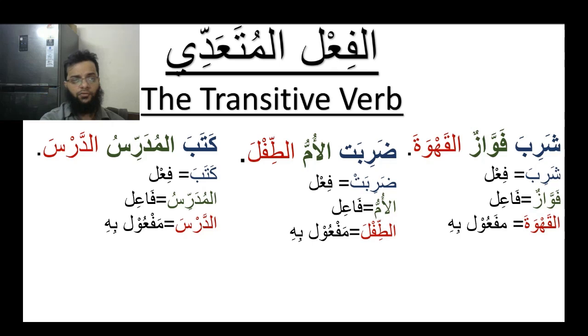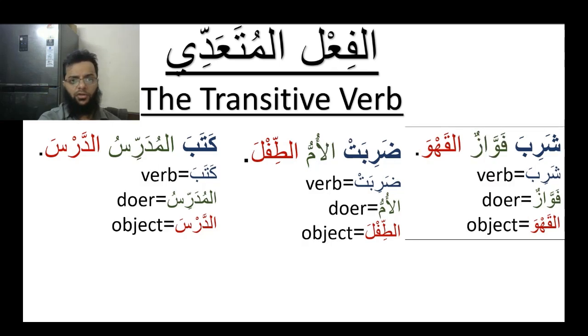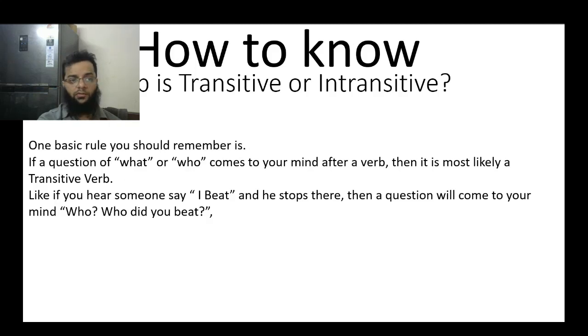Okay, so how should we know if a verb is transitive or intransitive? Okay, this is the English translation. So okay, I wrote here one basic rule you should remember is, if a question of what or who comes to your mind after a verb, then it is most likely a transitive verb. Okay, this is a general principle. Okay, there can be some exceptions, like if you hear someone say I beat and he stops there, then a question will come to your mind, whom did you beat?